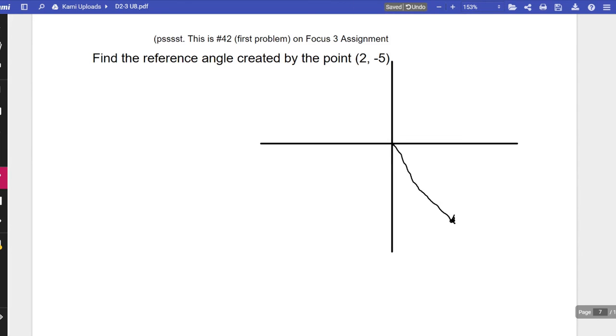The angle has to be between the terminal side and the x-axis. So theta has to be right there. And that tells me the triangle's got to be over here somewhere. And there's my right angle. I know the side lengths, 2 and -5, though maybe we won't use the negative. And it's problem number 42.